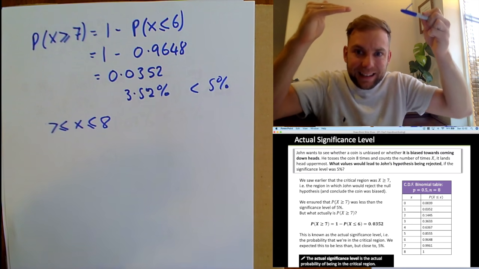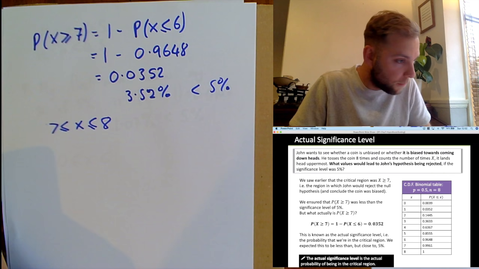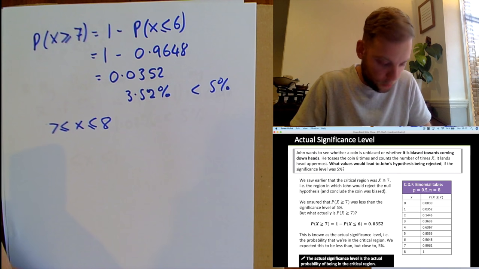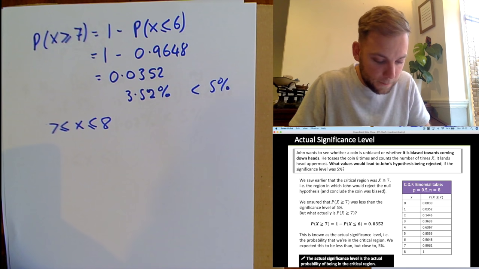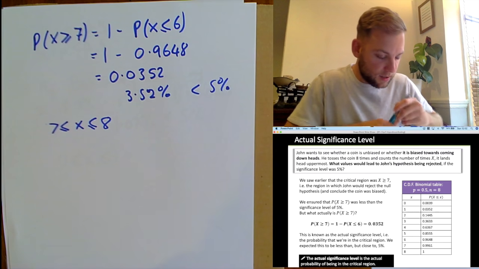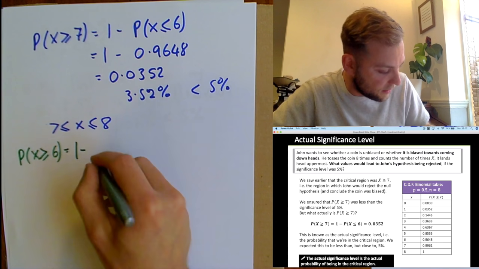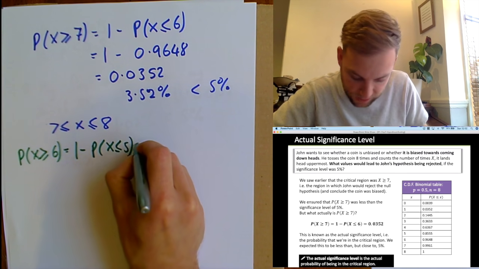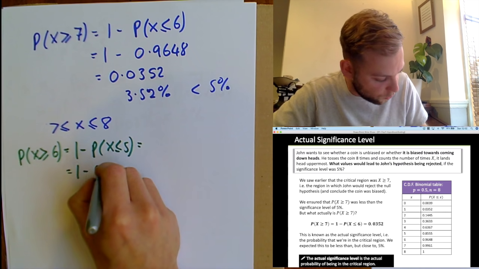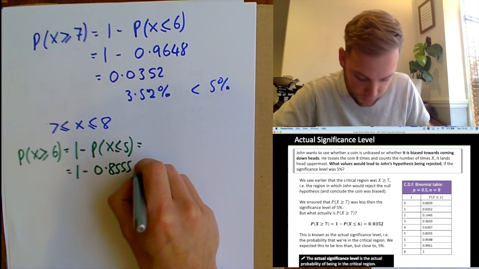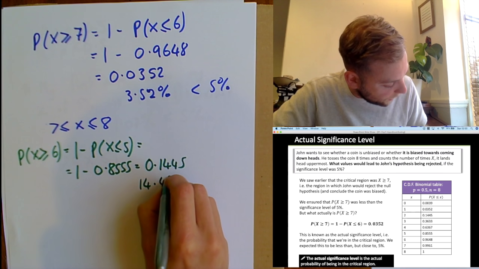So this is my significance level, but this here is the probability of getting 7. The probability of getting 6 is going to be 1 minus 0.8555. I'll just write that down in green so you can see it. The probability of x being greater than or equal to 6 is equal to 1 minus the probability of x being less than or equal to 5, which is equal to 1 minus 0.8555, which is actually equal to 0.1445, which is 14.45%.